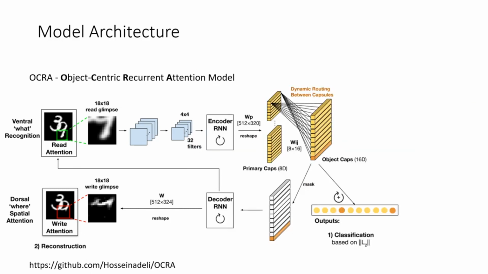The accumulated capsule lengths at the end are used for predicting the object classes. A margin loss for classification, along with the reconstruction loss from the cumulative canvas, are used for training the model.